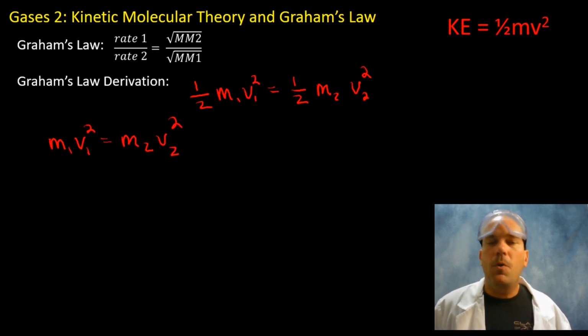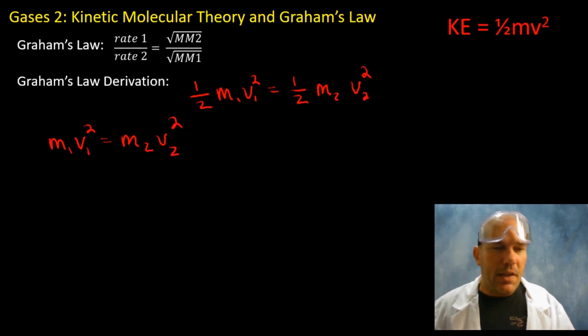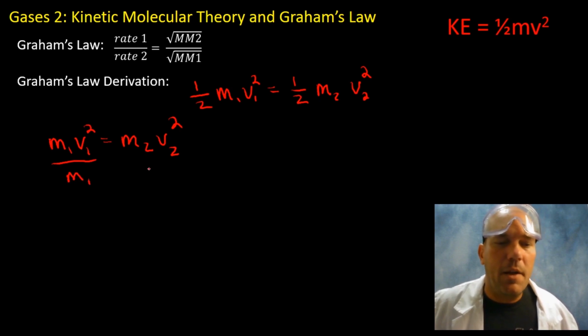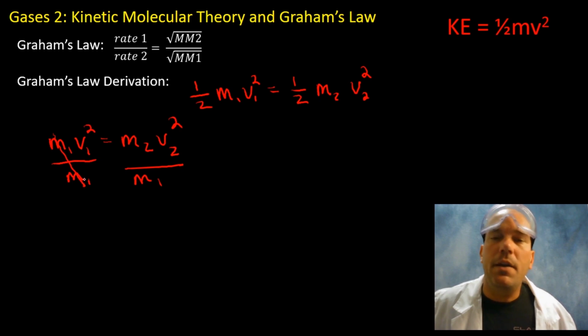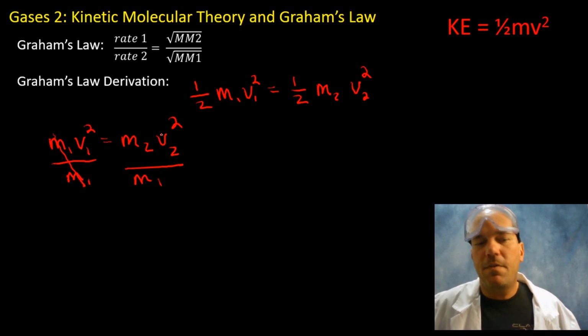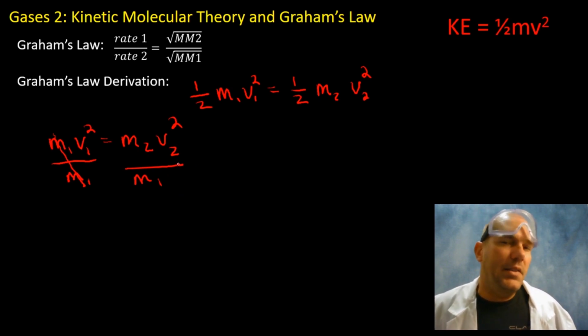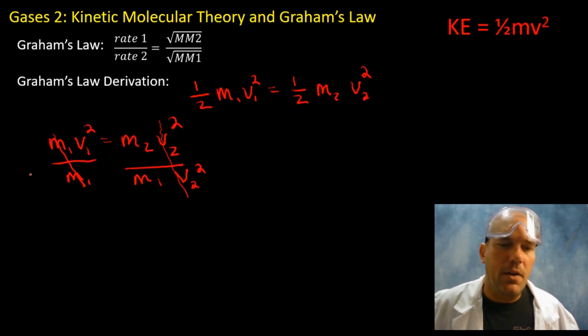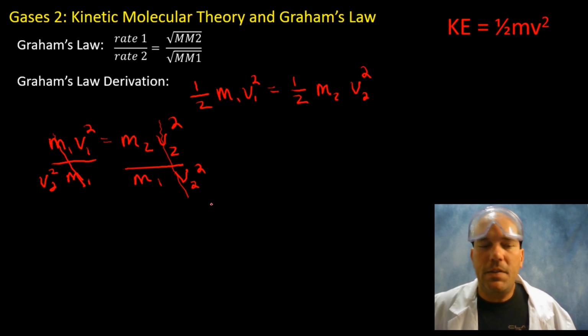Now, I'm going to start isolating some variables here by dividing both sides by m1. That means this goes away. I'm going to divide both sides by velocity 2 squared. So this goes away, and all of a sudden I have velocity 1 squared over velocity 2 squared on this side.